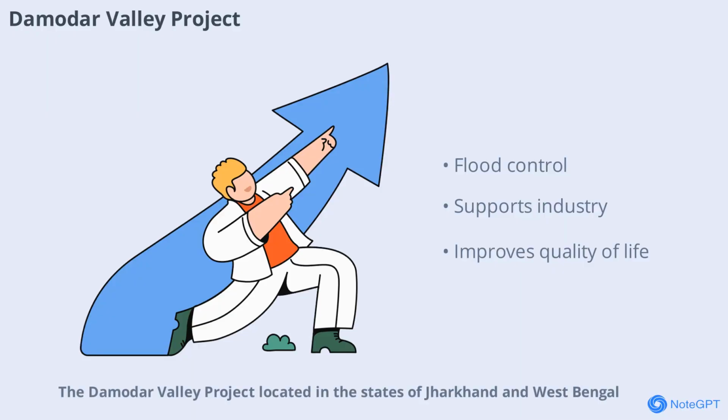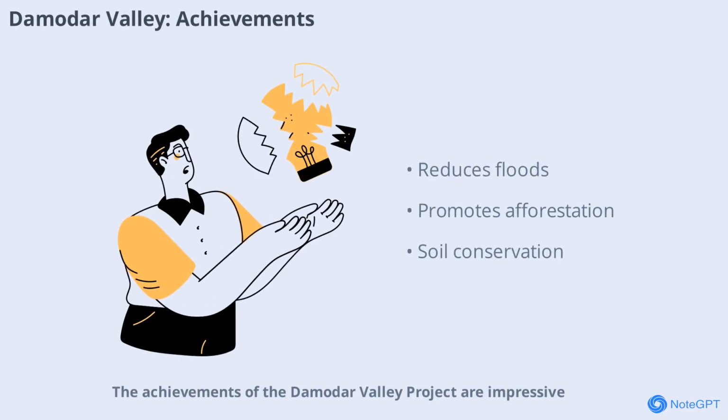Damodar Valley Project, located in the states of Jharkhand and West Bengal, was initiated to control the devastating floods of the Damodar River. The project includes a series of dams and barrages, providing irrigation, hydroelectric power, and water supply to industries. It has played a key role in the industrial development of eastern India and improved the quality of life for millions. The achievements of the Damodar Valley Project are impressive.